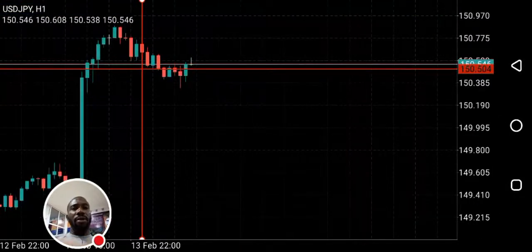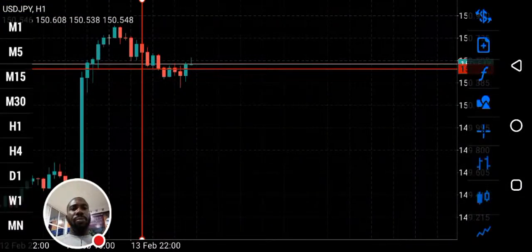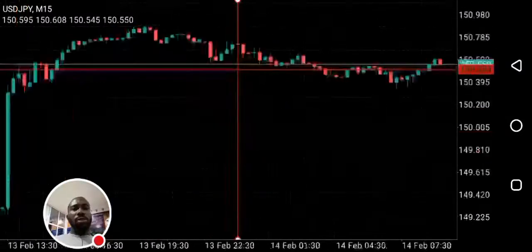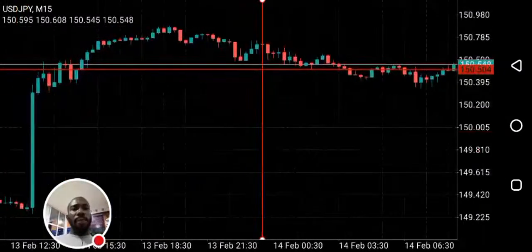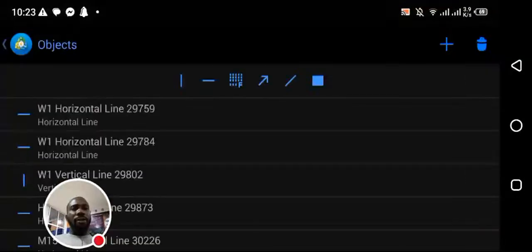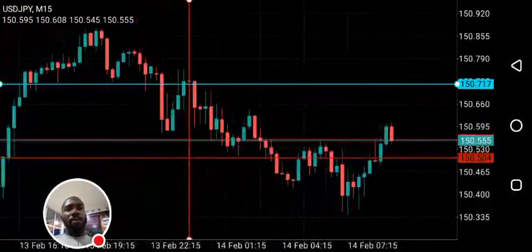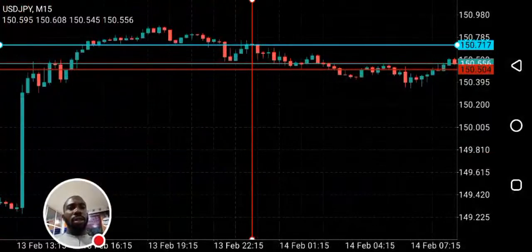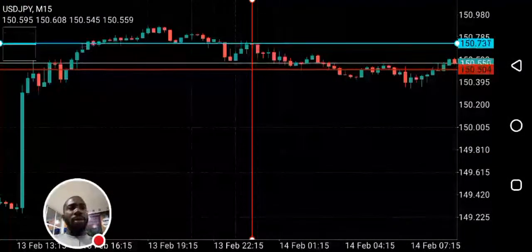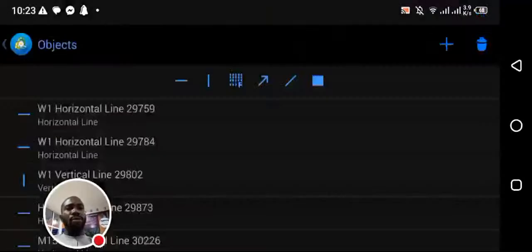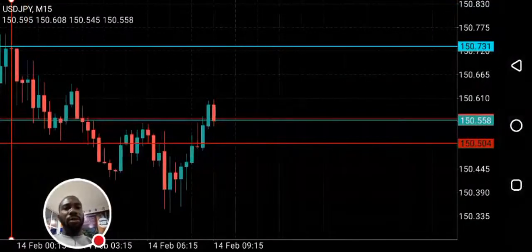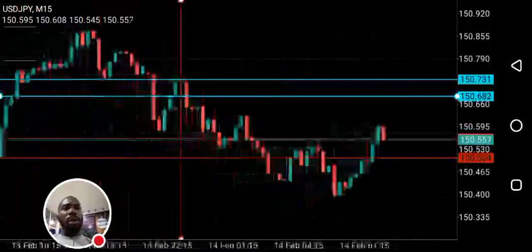Do we have a fair value gap on 1 hour? No fair value gap. Let's go to 15 minutes. So on 15 minutes, we had a fair value gap at this point. Can you see the fair value gap on 15 minutes? A very small fair value gap. So I want to see price pull back and fill this gap before I would sell USD JPY.